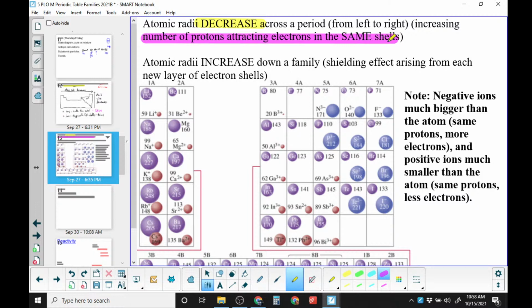Whereas as we go down, you're adding more shells, like valence shells, and so they're getting bigger. Atomic radius is increasing because of the magic word, shielding effect. Shields up. As we go down, we're adding more and more layers, more and more shields. Good?